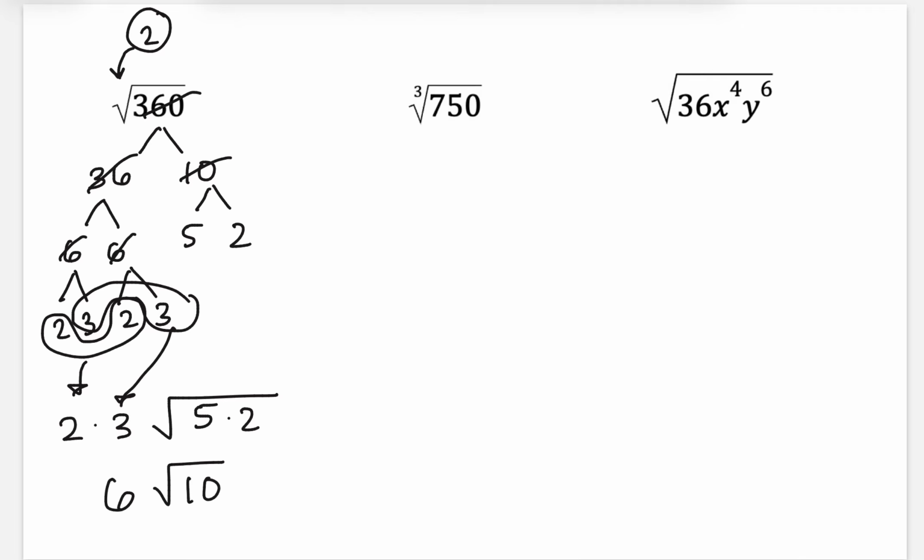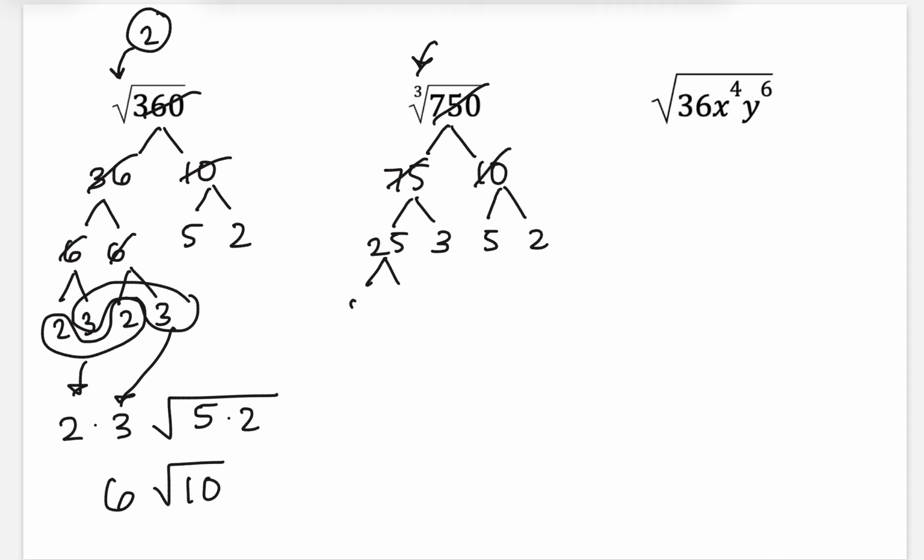Now on the next one, this tells me that there's going to need to be 3 numbers in a group in order to take one out. So I'm going to take 75 and 10. And then 75 is 25 and 3. And 10 is 5 and 2. And I'm going to cross out the numbers I factored. And then I know 25 is 5 and 5.